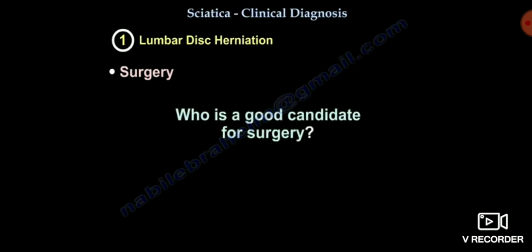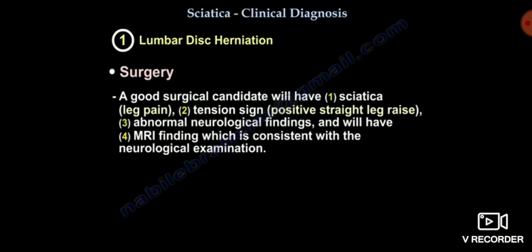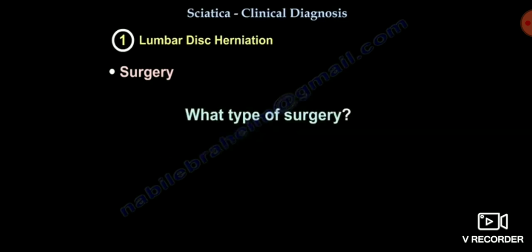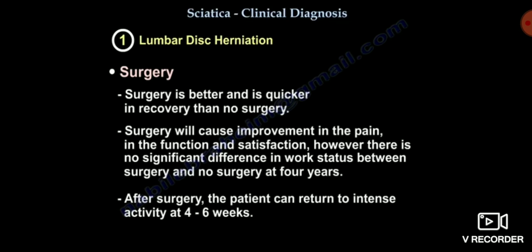Who is a good candidate for surgery? A good candidate will have sciatica, which is leg pain, a tension sign, meaning a positive straight leg raise sign, will have abnormal neurological findings, and will have MRI findings that are consistent with the neurological exam. What kind of surgery will the patient have? Hemilaminotomy or discectomy.